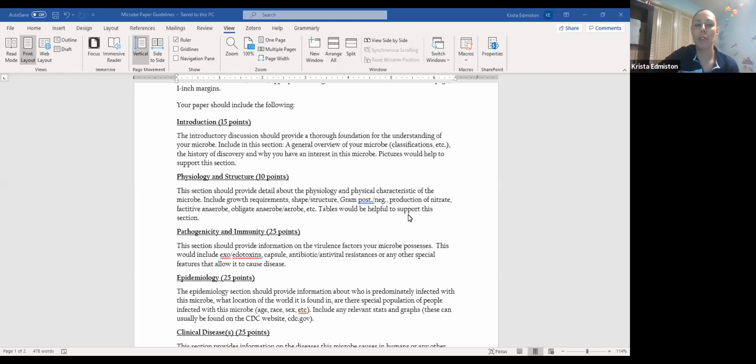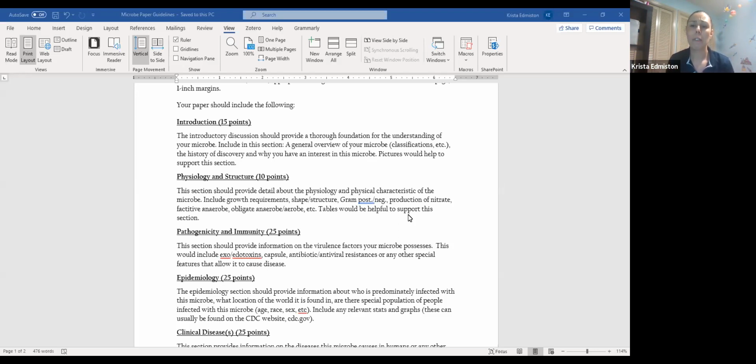Then we're going to move on to the physiology and structure. This is where, if you have a bacteria, we talk about it's gram-positive, it's coagulase negative, or what are the identification or important things about this microbe.